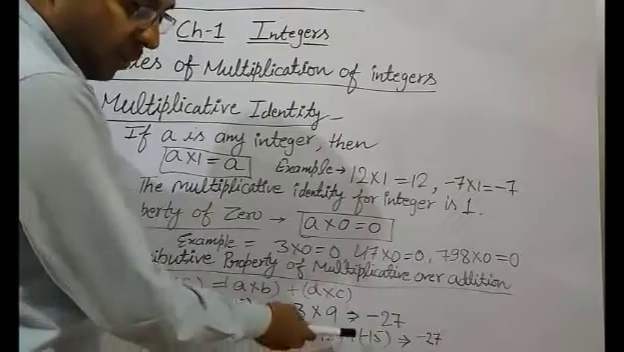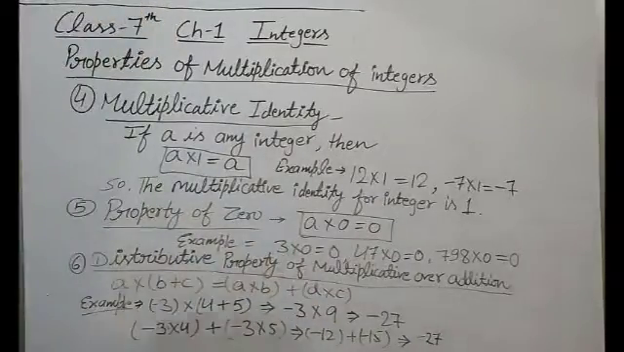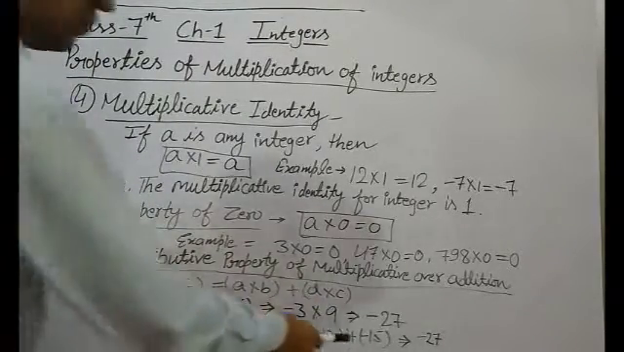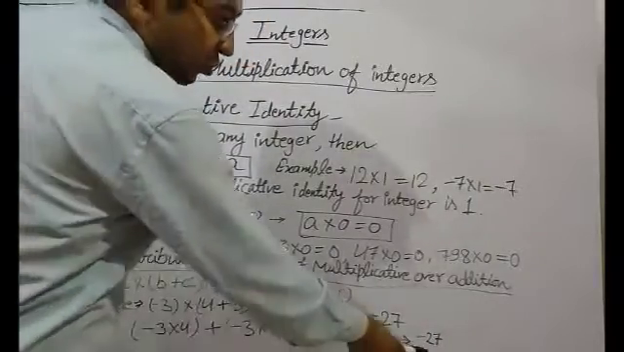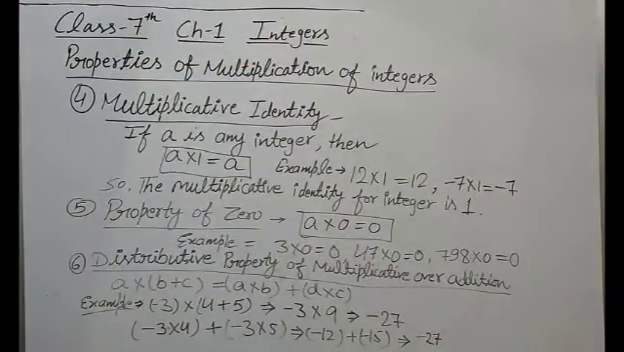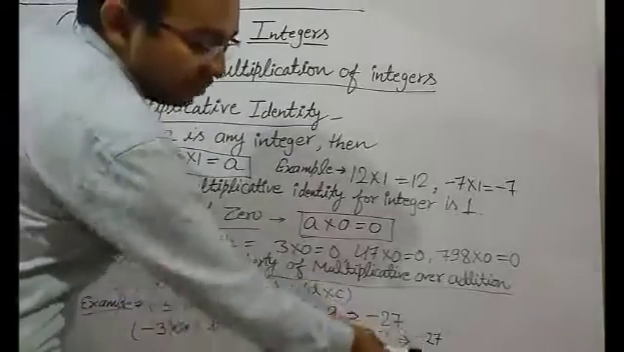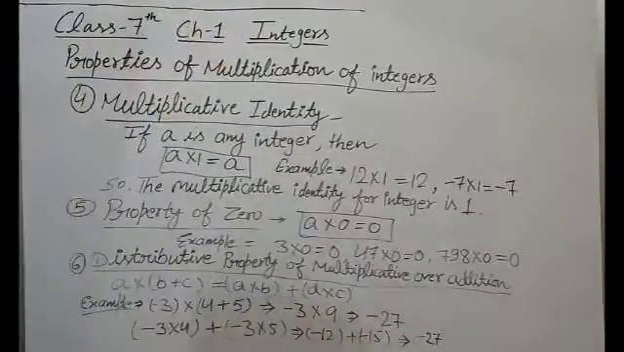So -12 plus -15. So we know that very well. Minus minus is equal to plus. So -12 plus -15. 12 plus 15 is equal to 27, and both are negative integers, so we put the sign of minus. So both answers are the same. So this property is satisfied.